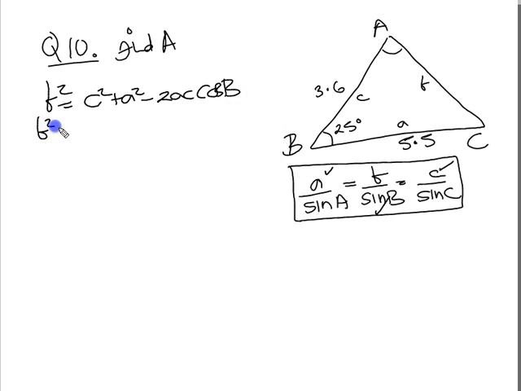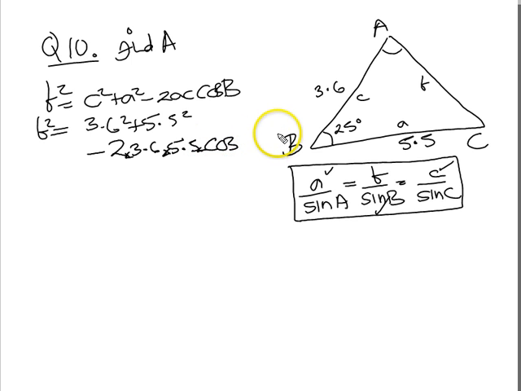So then B squared, what does it equal? Well, it'll be 3.6 squared, that's C, plus 5.5 squared, that's the A squared, minus, I'll put the minus in the line below, just to give us a bit more room, minus 2 times 3.6 times 5.5 times cosine of the angle B, 25. Okay then, so that's that.